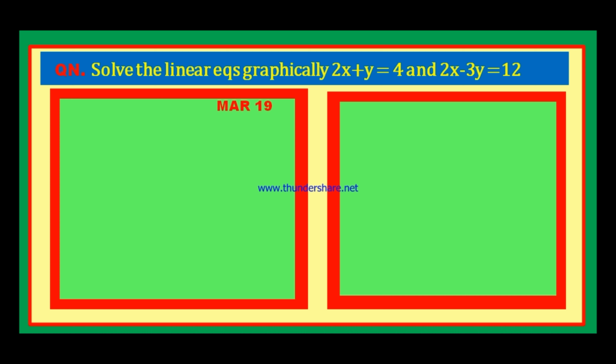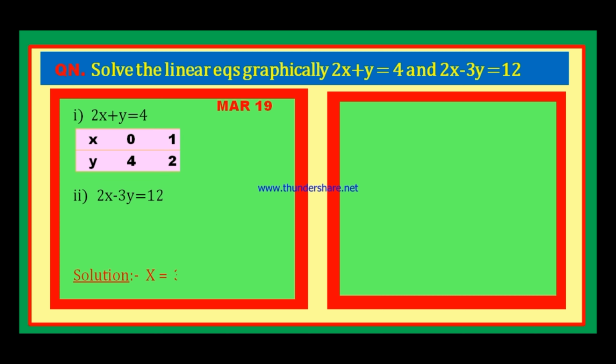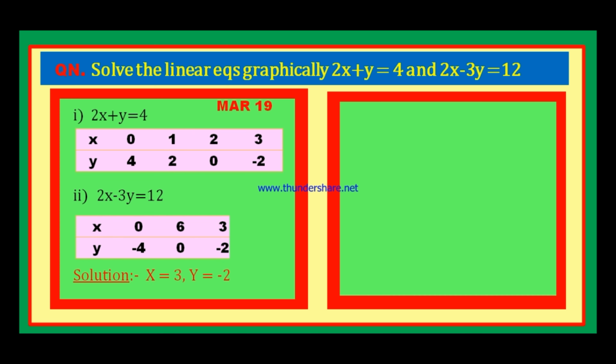Again we have been given a pair of linear equations in x and y. In order to solve them, we have to draw the straight lines that represent these two equations and find out where these two straight lines are intersecting. This is the first equation, 2x plus y is equal to 4, and the second equation, 2x minus 3y is equal to 12. Let us draw a table for the first equation.